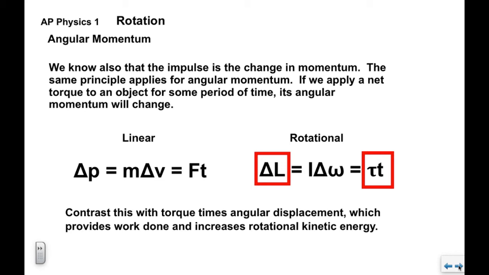We want to contrast this with the torque times displacement, which provides work done, rotational work done, and tends to increase the rotational kinetic energy. So on one hand we have torque times displacement, which is work done, and in this case we have torque times time, which is angular impulse.